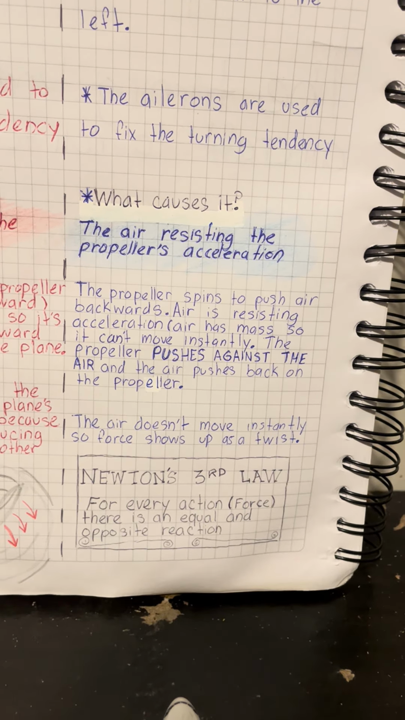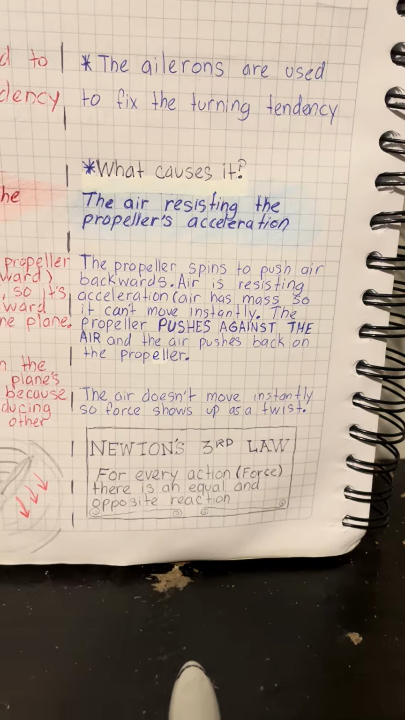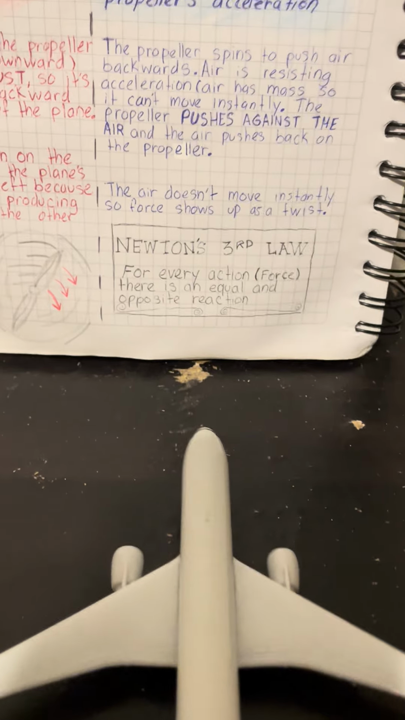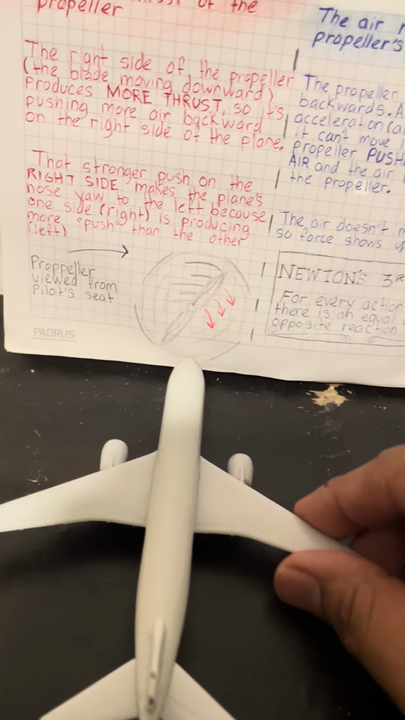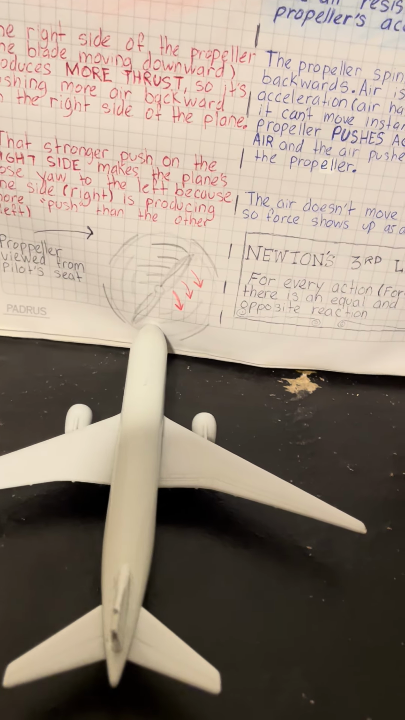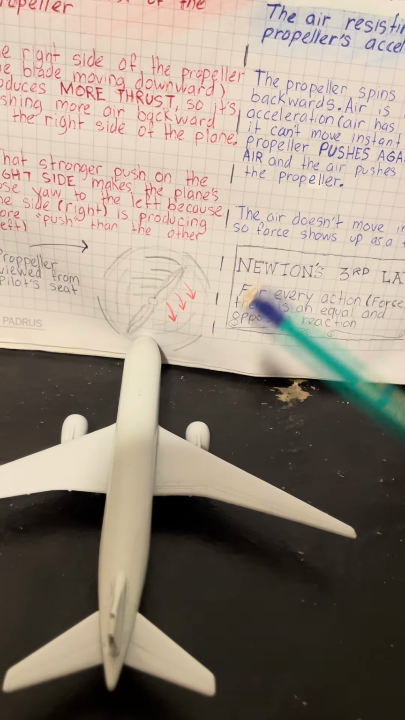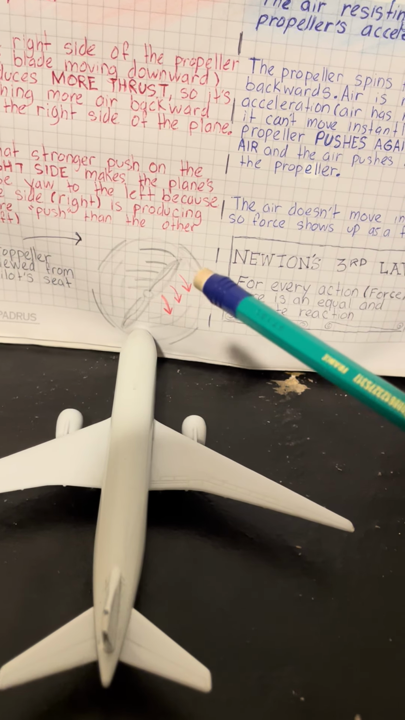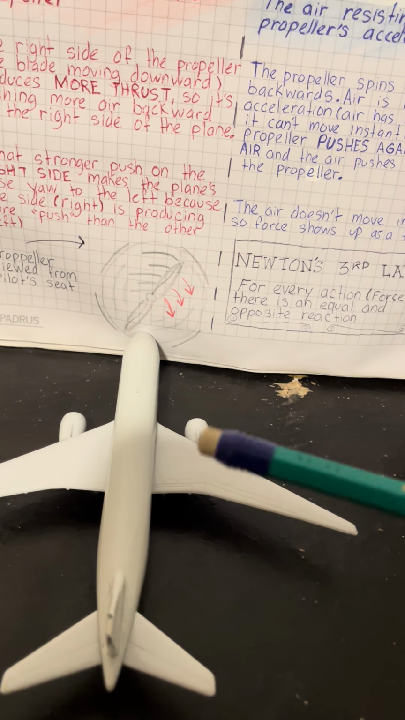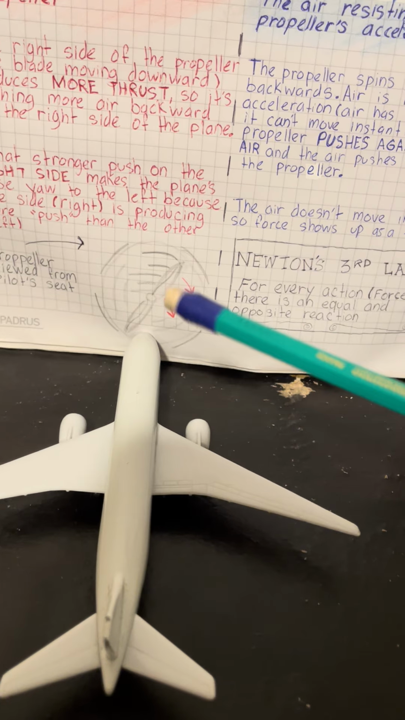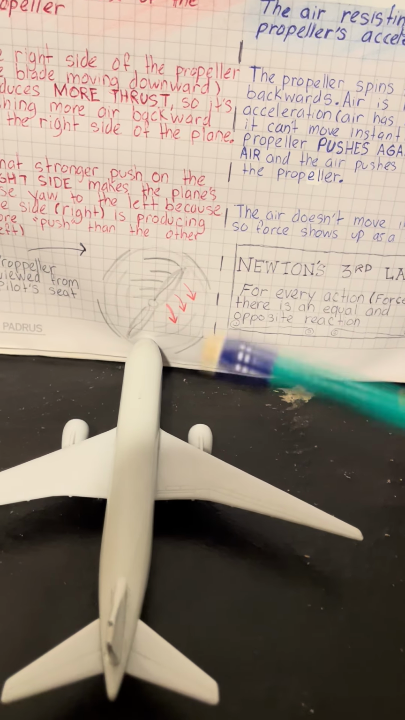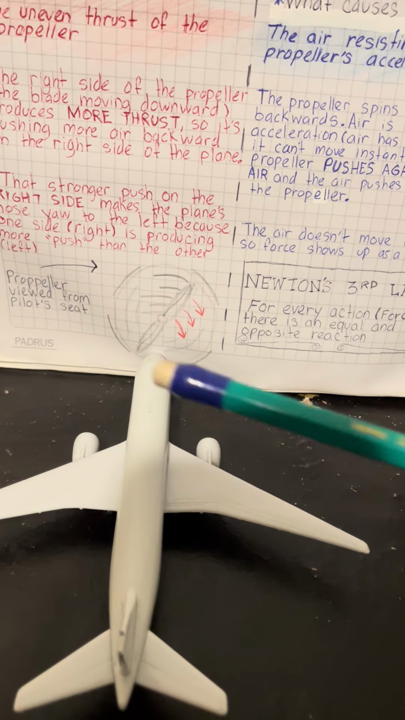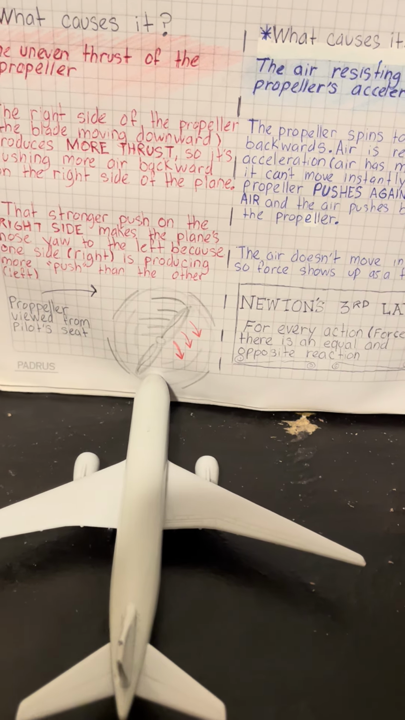The propeller spins to push the air backwards. So, I know this is a commercial airplane, but let's pretend that right here that's a propeller. In this case, the propeller is spinning, and there's air being pushed behind. So the propeller is spinning, and there's air being pushed. So that's one.